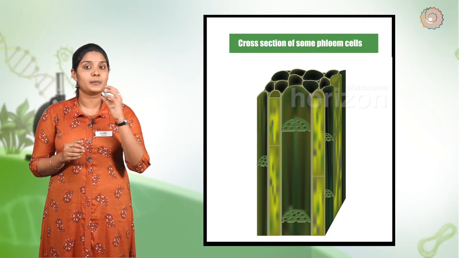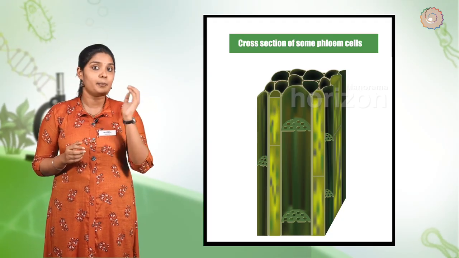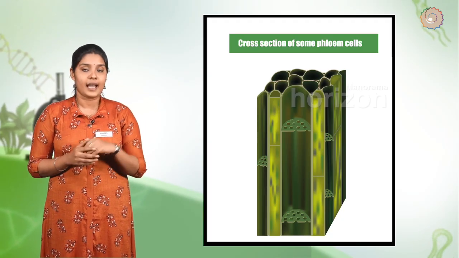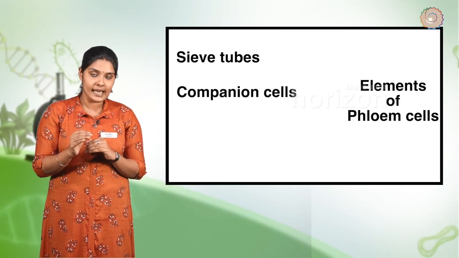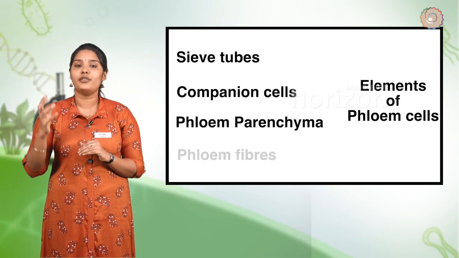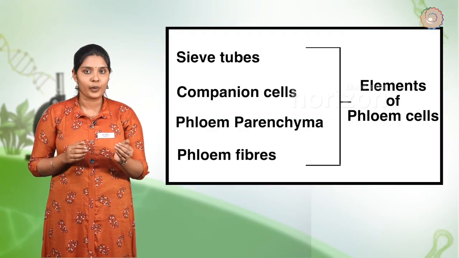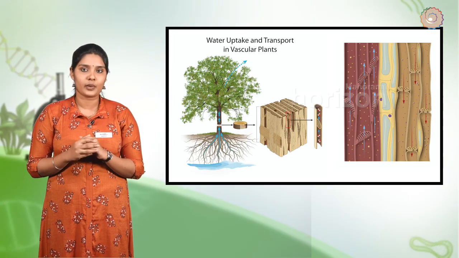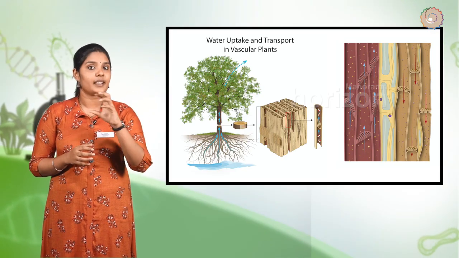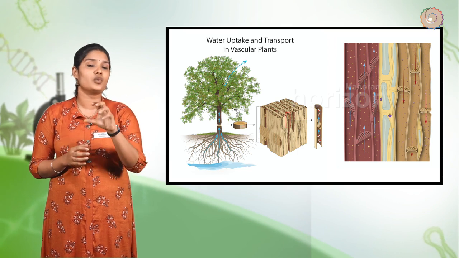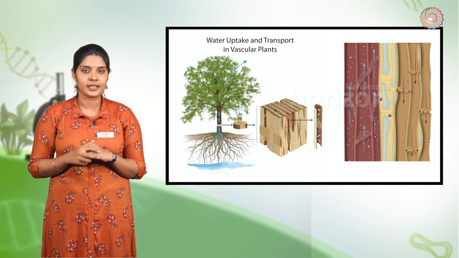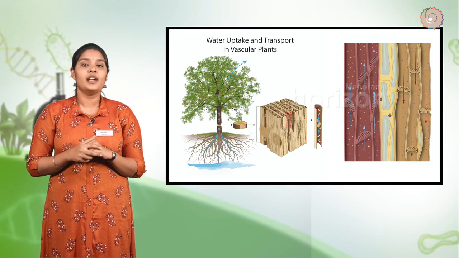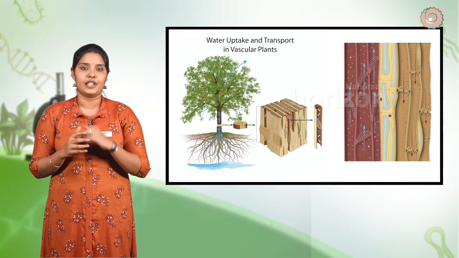Phloem is a complex permanent tissue that runs parallel with the xylem strands. Phloem is made up of sieve tubes, companion cells, phloem parenchyma and phloem fibers. The hormones and soluble products required for growth and development are synthesized at the shoot and root tip. They are transported to various parts of the plant with the help of phloem through a process called translocation.